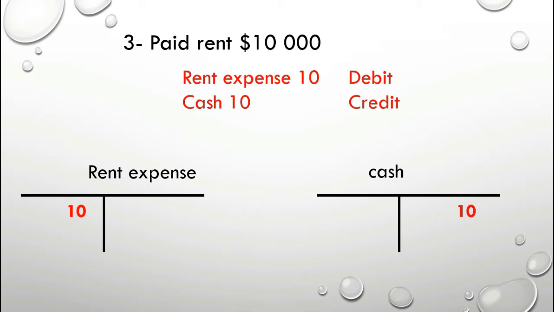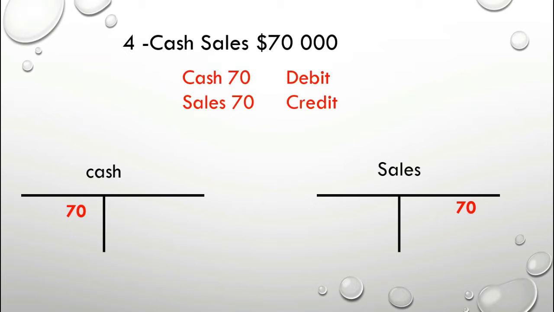It is always ideal to check whether debits and credits are balancing. The total of debit should match the total of credit. Here an expense is increasing and asset is decreasing. Let's move to the fourth question.